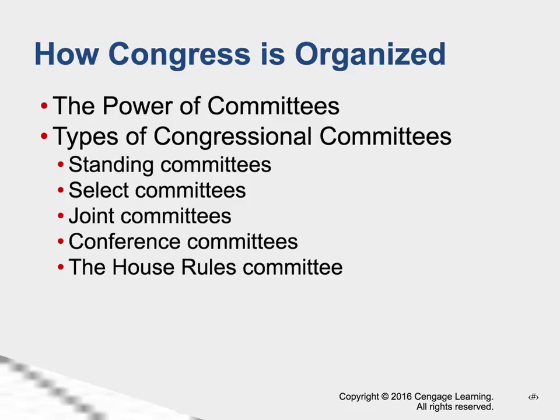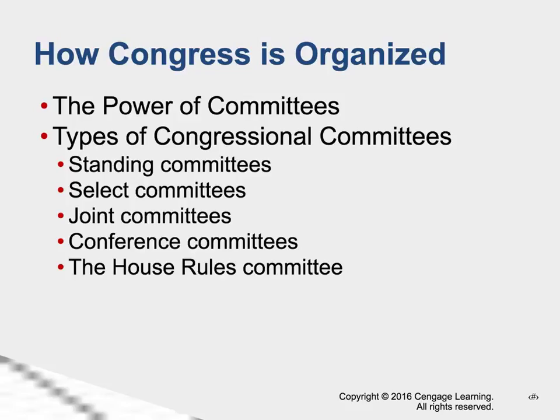How's Congress organized? Generally through committees. Most of the work of legislating is performed by committees and subcommittees. You see some of the types here, standing committees. They're the most important committees in Congress because all bills are referred to a standing committee in each chamber. You have select committees. They're created to accomplish a particular task. You have joint committees. They're established with members of each chamber serving on that committee.